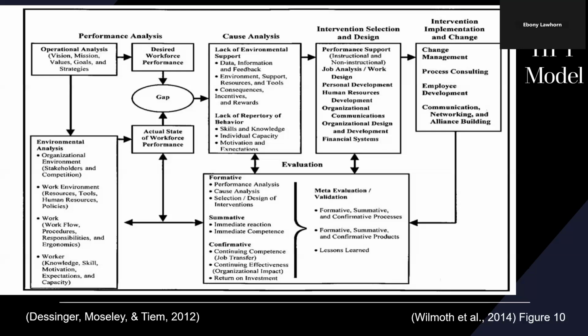And then there's phase 5, evaluations, or continuous improvement, which is the finished HPT process that measures the impact of solutions and encourages ongoing improvement. Various evaluations can be used, such as formative evaluations, summative evaluations, confirmative evaluations, or meta evaluations.